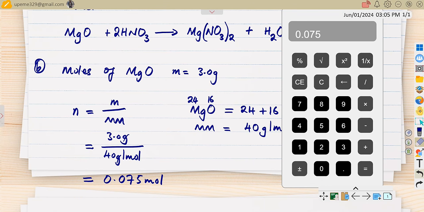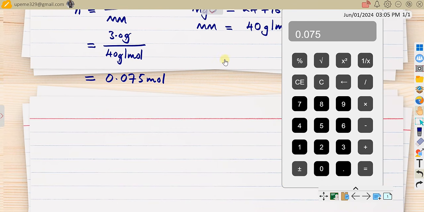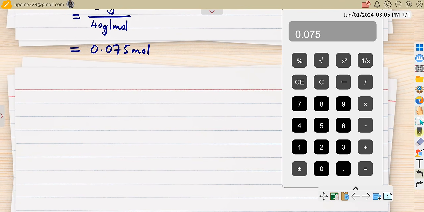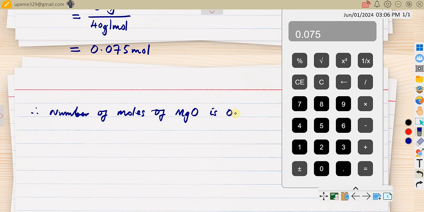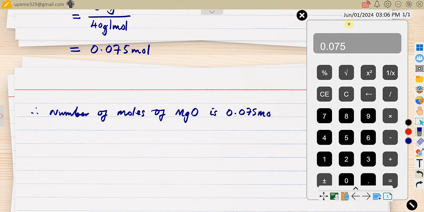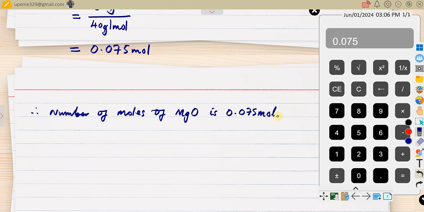So then we are going to conclude by saying, therefore, the number of moles of magnesium oxide is 0.075 mol. Okay, failure to put the unit, you can get this one wrong. If you don't put the unit, you get it wrong.